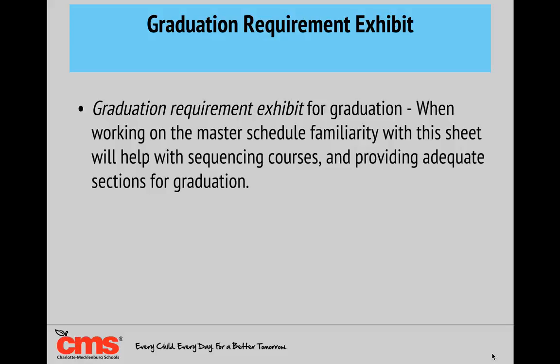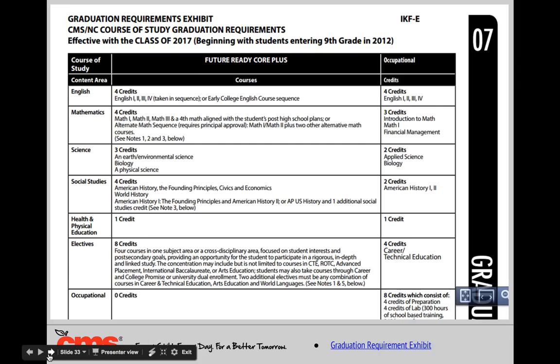What many counselors use for scheduling is the graduation requirement exhibit, which is located in the high school planning guide. When working on the master schedule, familiarity with this sheet is most helpful for sequencing courses appropriately. It helps keep a guide for what is required for each student. Everybody is familiar with this document, but this part is really important to have close by when you're working with L's, because they have to have everything that any other student has.